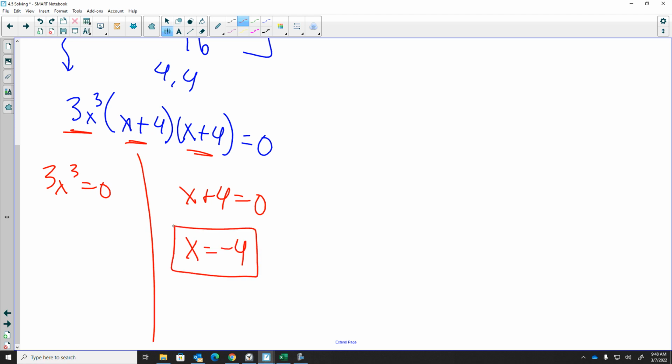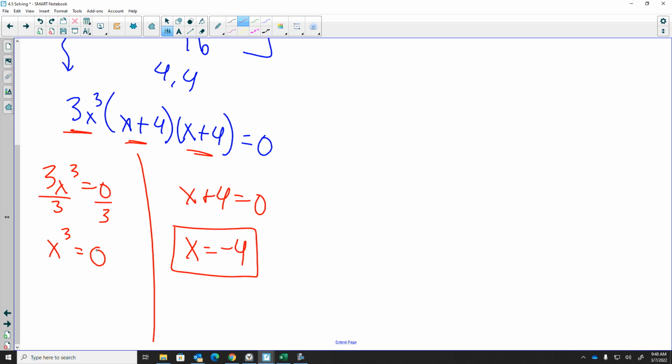3x cubed equals 0. How are you going to solve that? So we got to get x alone first. So I like that. Divide by 3. It's x cubed equals 0 divided by 3. Well, it's just 0. And we haven't seen this yet. It's a cube. So how do you get rid of a cube?